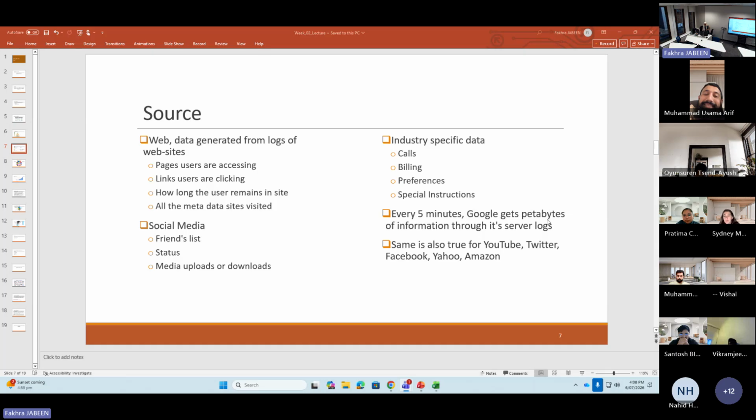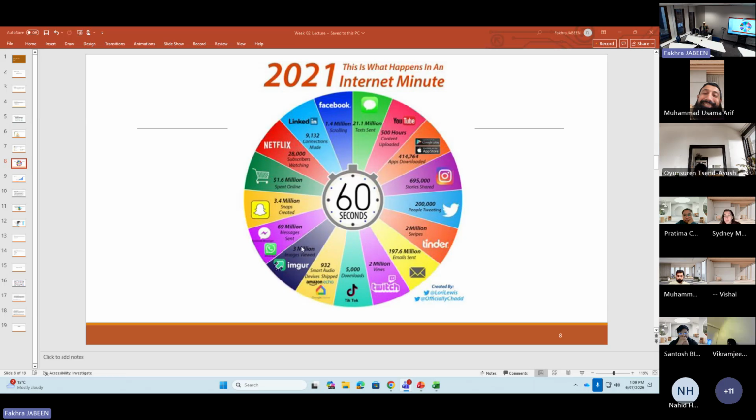Every 5 minutes Google gets petabytes of information through its server logs. Okay, just now, how many of you searched for structured and unstructured data sets? Not only from here, but from different locations, the number of those search strings is huge. So they get around petabytes of information. The same is also true for YouTube, Twitter, Facebook, Yahoo, for all the social media. This is from 2021. We are in 2026 now, so you can well imagine it's even way higher.